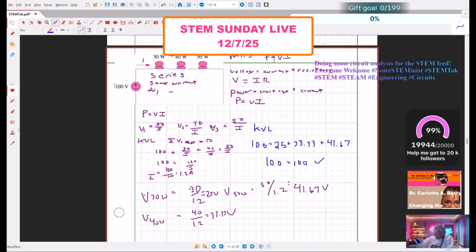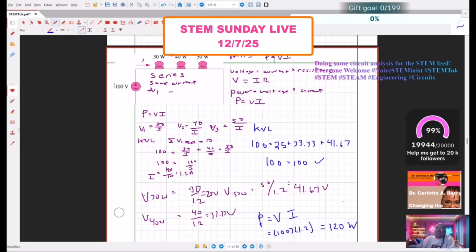So the power for that voltage source should be equal to P equals V times I, which is going to be 100 times 1.2, or 120 watts. The law of conservation of energy: power delivered equals power absorbed. So the power delivered from the voltage source is 120 watts, and the power absorbed by all three of the lamps is also 120 watts.